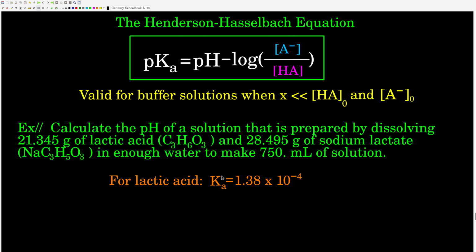So we're going to use this example to demonstrate the usefulness of the Henderson-Hasselbalch equation, as well as how you know if this condition is met, which most of the time it is. So here we're going to calculate the pH of the solution that's prepared by dissolving this many grams of lactic acid, which is a weak acid, and this many grams of sodium lactate, which is its conjugate base, in enough water so that we have a total of 750 mL of solution. And there's a Ka for lactic acid. The way we're going to do this is solve this equation for the pH. Given the Ka, we can get the pKa. So I want you guys to work this out and come on back when you get an answer.